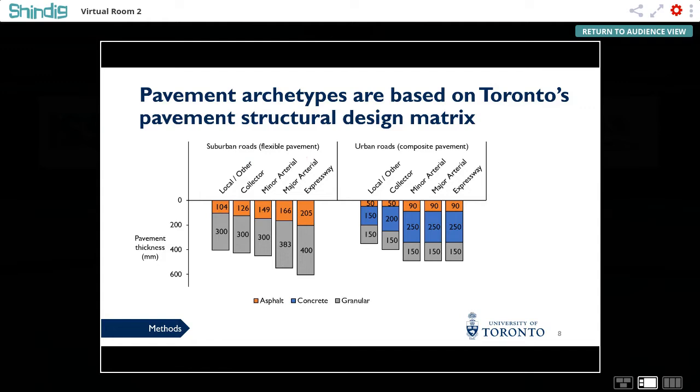According to the city's pavement design manual, flexible pavements are preferred in suburban areas, and composite pavements combining concrete and asphalt are more common in denser urban areas.